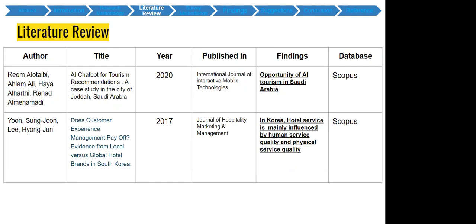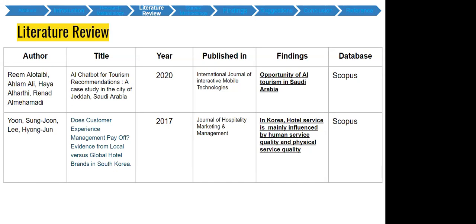So AI chatbot for tourism recommendation, a case study in the city of Jeddah, Saudi Arabia. We have seen how the authors project the opportunity of AI tourism in Saudi Arabia. Saudi Arabia is also investing in tourism, especially because they were focusing on oil economy before, but since they have good internet connections and they are investing a lot of money in tourism, the author assessed that Saudi Arabia is possible for tourism. So from this article, we also expected that Korea can be a good place to invest in AI tourism because Korea also has good internet connections, and Korea is spending a lot of money for developing tourism.